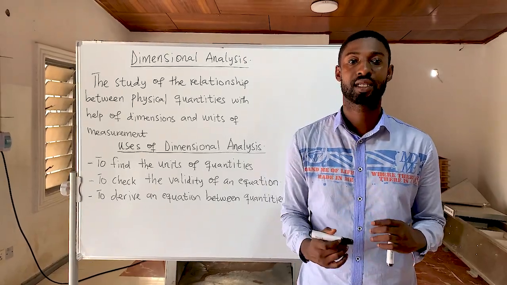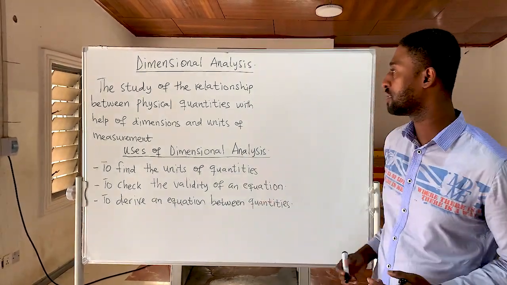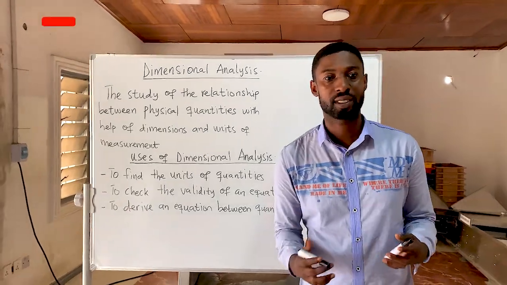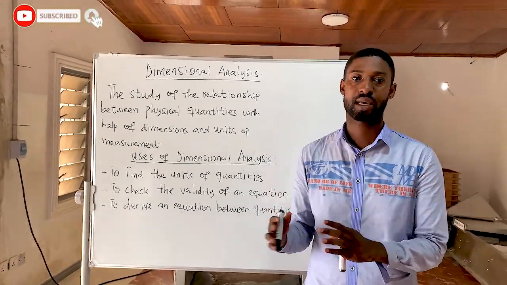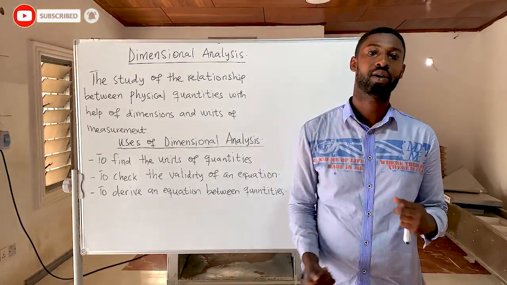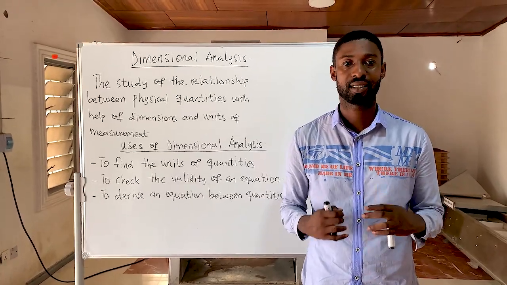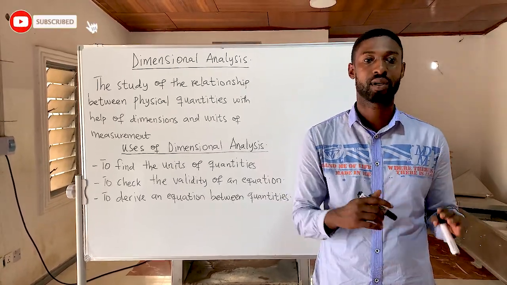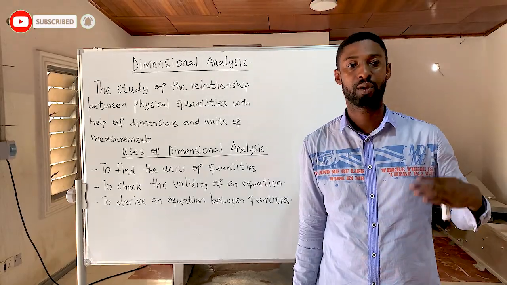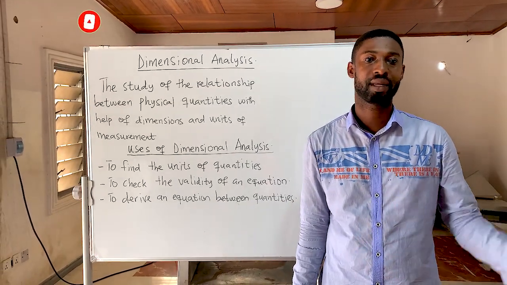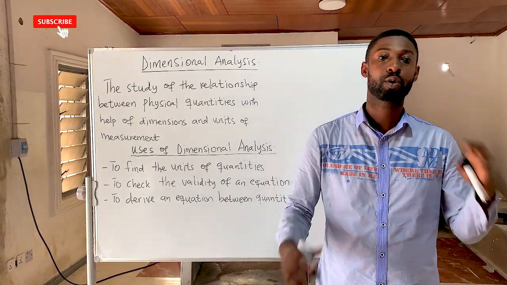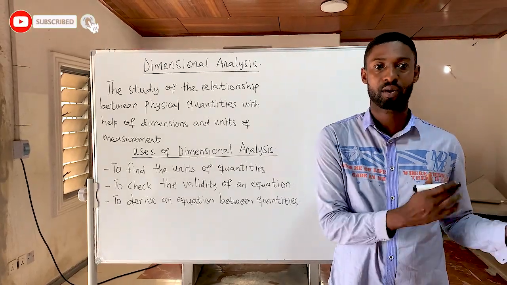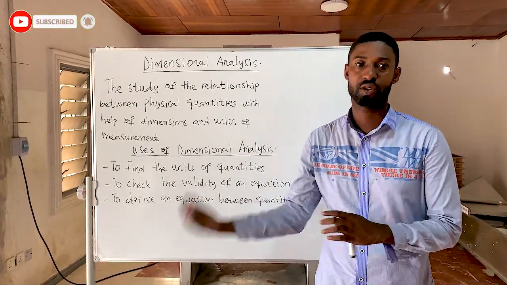So in our previous lesson, we talked about physical quantities, where we said a physical quantity is any quantity that can be observed and measured. We also talked about the two types of physical quantities, being fundamental quantities and derived quantities. Then we also said we have 7 fundamental quantities, and anytime we combine 2 or more of the fundamental quantities, we obtain what we call the derived quantity.